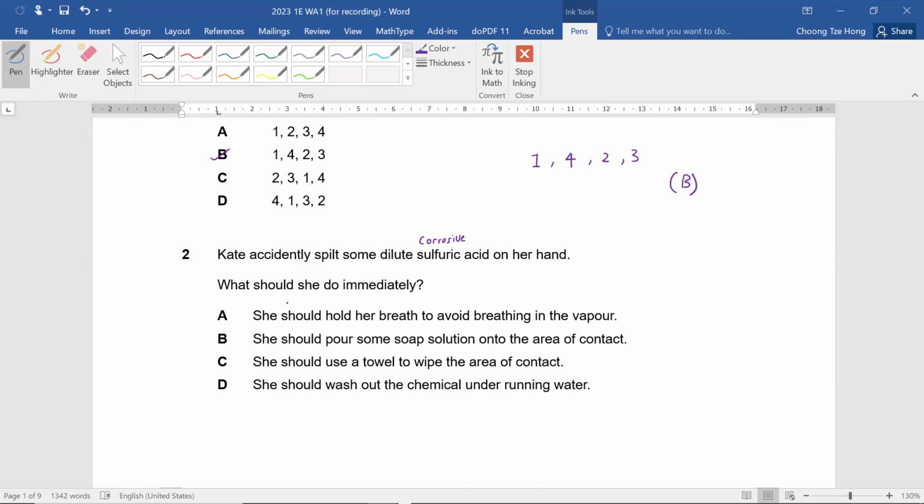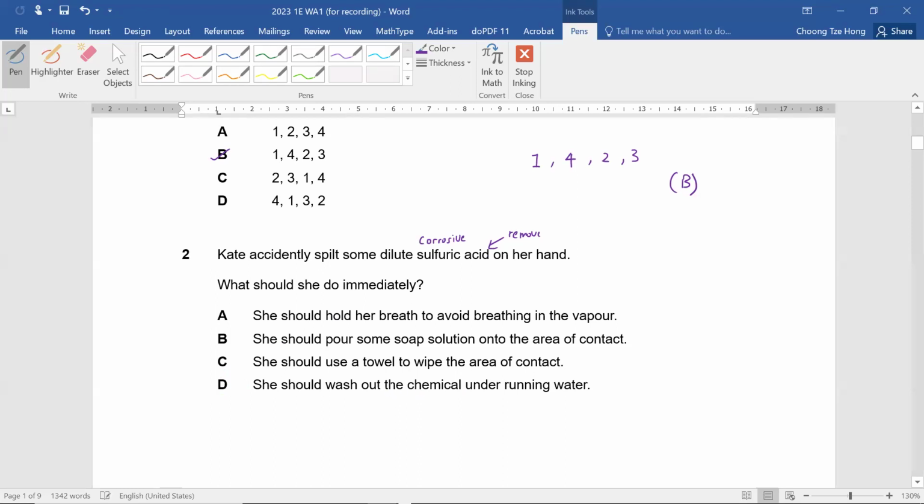Should she pour some soap solution onto the area of contact? Should she use a towel to wipe the area of contact, or should she wash out the chemical under running water? Whenever you come into contact with something corrosive, the most important thing that you want to think about is to remove it. Remove as much as possible from your hand. Which of the following steps will allow you to remove as much as possible? The answer would quite obviously be D.